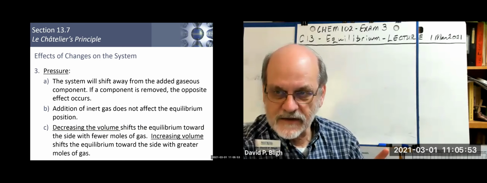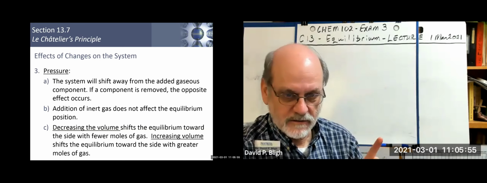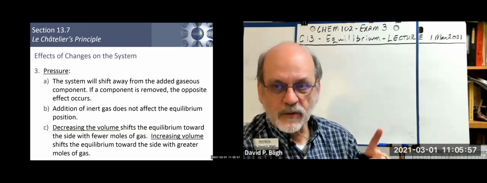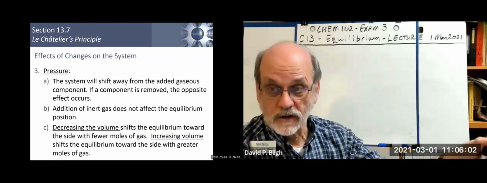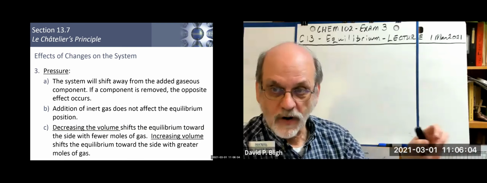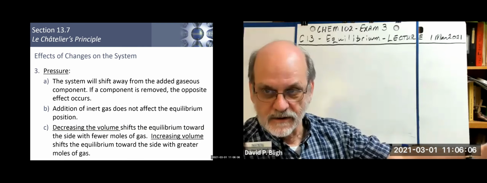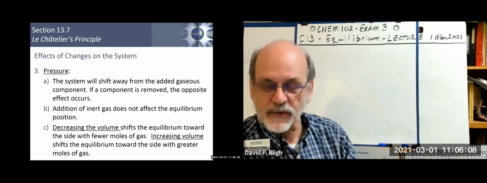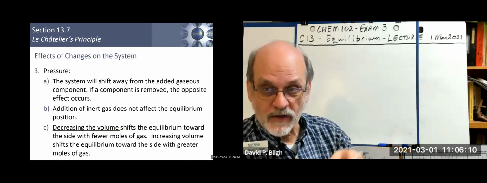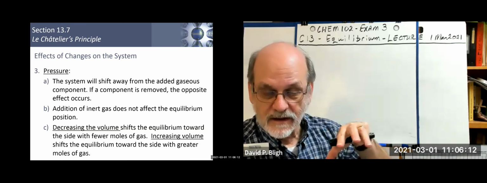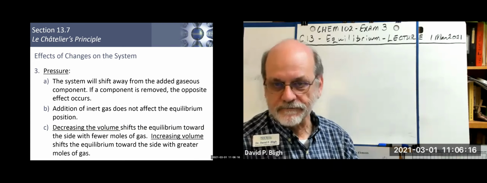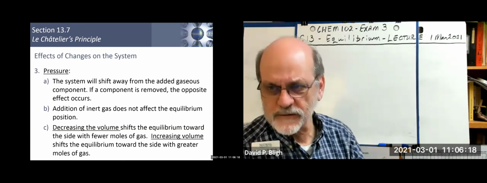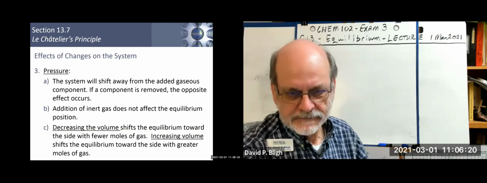But if you do have gas in there, then there's a second question. Does the reaction produce more moles of gas total as a product, or fewer moles of product? If they produce exactly the same number of moles on the product and the reactant side, then changing the pressure has no effect. And I hope this video will explain that.